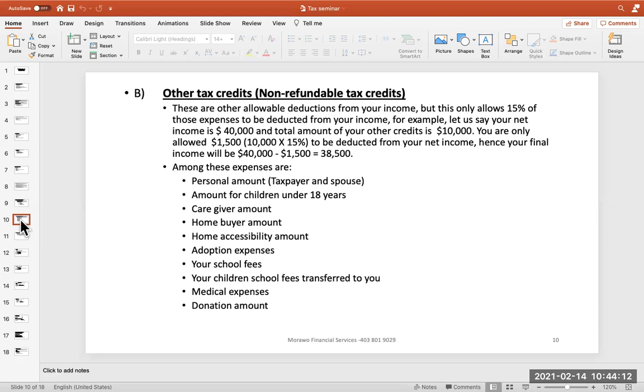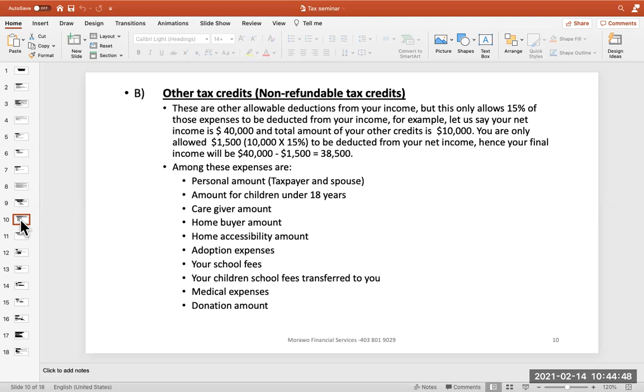So among these expenses are personal amount, taxpayer and spouse. Government gives you some amount because you are working and you are married. The amount for children under 18 years. If you have kids 0 to, age 8 months to 17 years, you are given some allowance. Then caregiver amount, you are taking care of somebody and the government says, oh, thank you. They give you some amount. Then home buyer amount. Oh, you are buying your first house. Government says, thank you. You're helping the economy. So they give you $750.